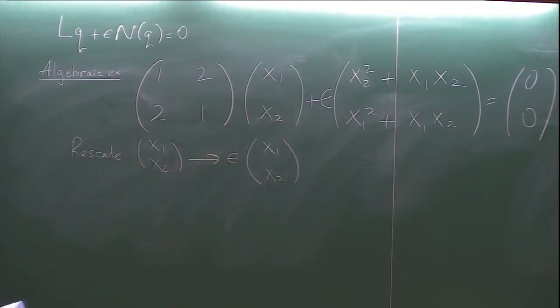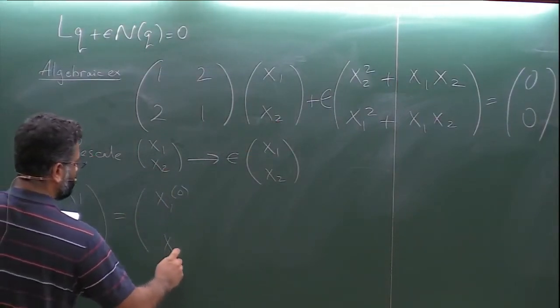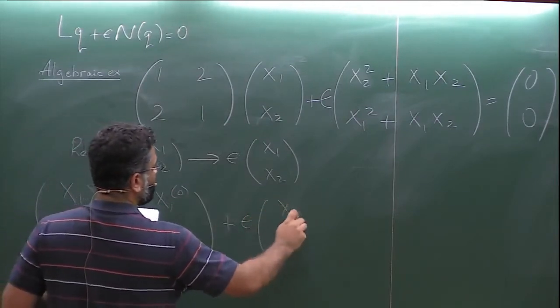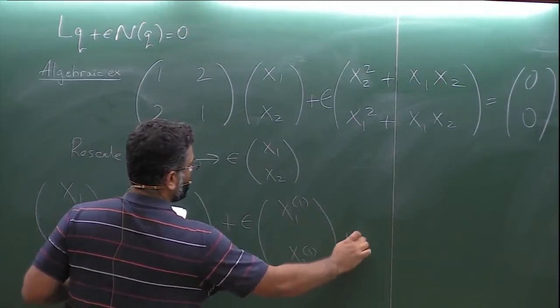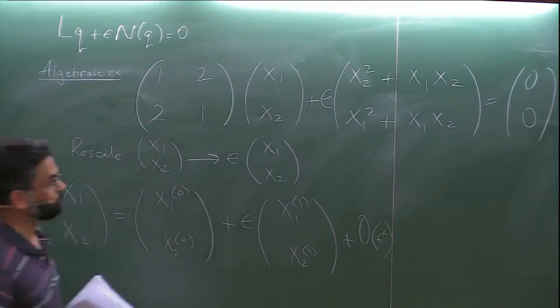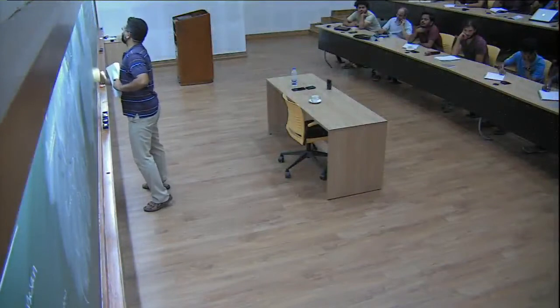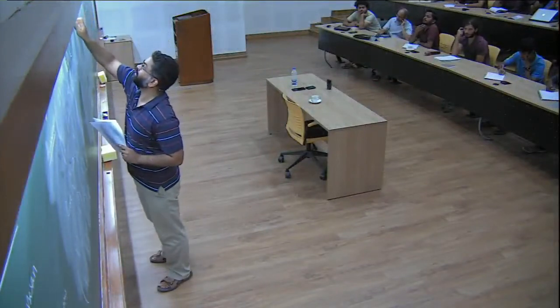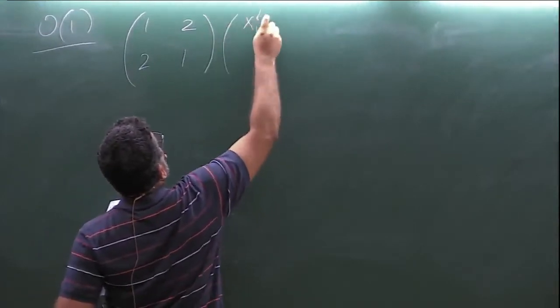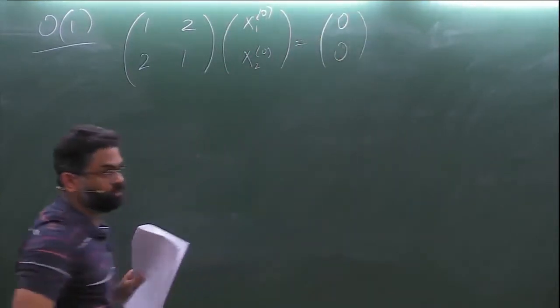All right, okay. So this is our equation that we want to solve. We want to find out what x1 and x2 are, and as I said, we are going to take an expansion, x1, x2 equals x10, x20, plus epsilon times x11, x21, plus order epsilon squared. Since we want to expand in powers of epsilon, we're going to start comparing at each order. So the order 1 equation will be the matrix 1, 2, 2, 1 times x10, x20 should equal 0, 0.